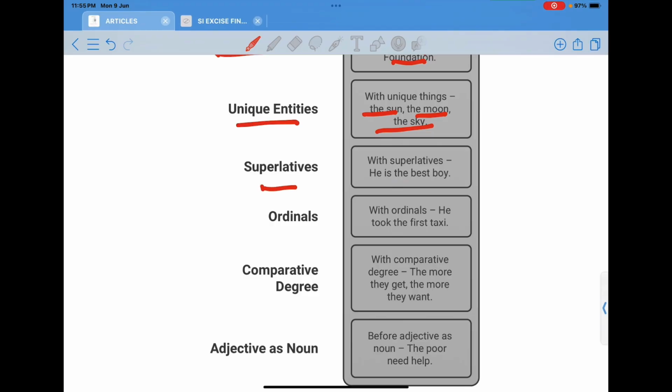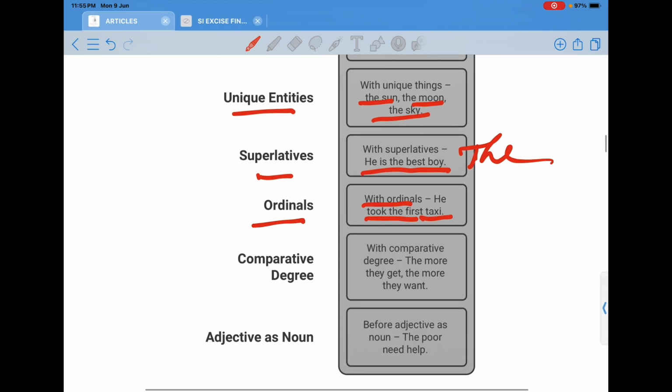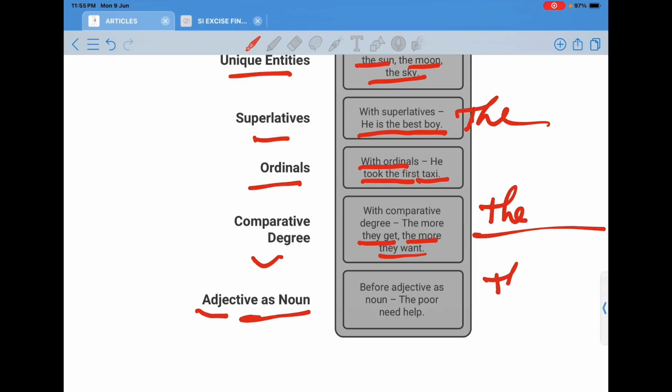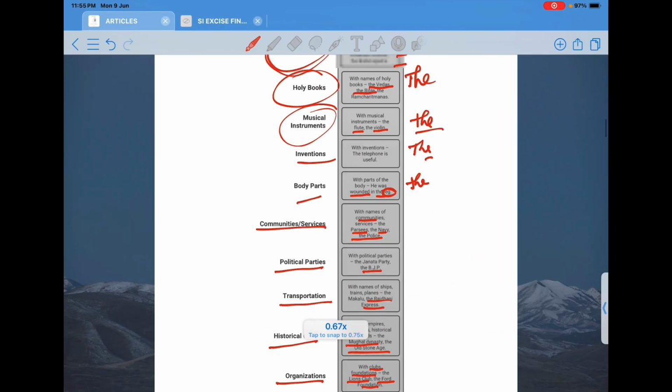Then superlatives, with superlatives also you will use "the": he is the best boy. So this type of situation also you will use "the". Then ordinals, he took the first taxi, you will use "the". Comparative degree, the more they get, the more they want. When you are comparing something with something, in that scenario also you will use "the". Next, when you use an adjective as a noun, before that adjective you will use "the". For example, the poor need help, so this was the use of "the".